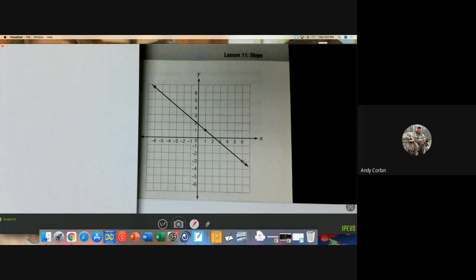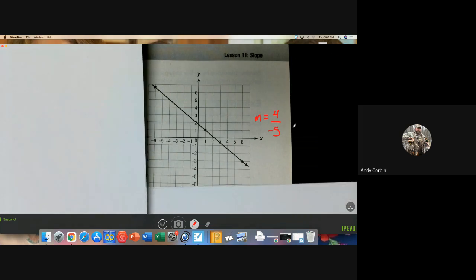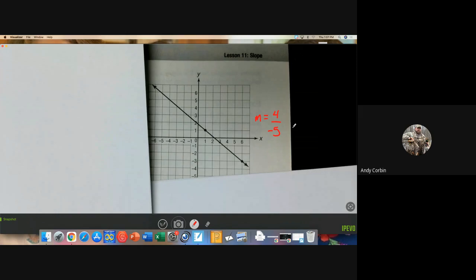Let's start over here, or do you want to start on the upper one? Lower. Okay. Do you want to go left or right, or up or down first? Up. Okay. So 1, 2, 3, 4. My slope is rise 4, positive, right? And then 1, 2, 3, 4, 5. Positive or negative? Negative. Why? You're going to the left. Remember, left and down are negative, up and right are positive.